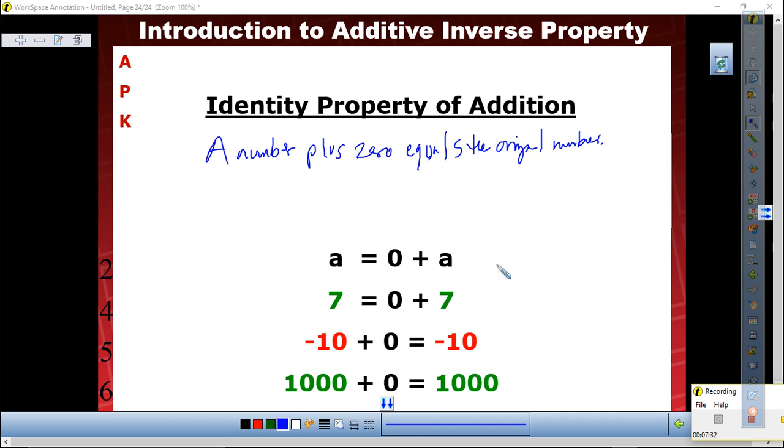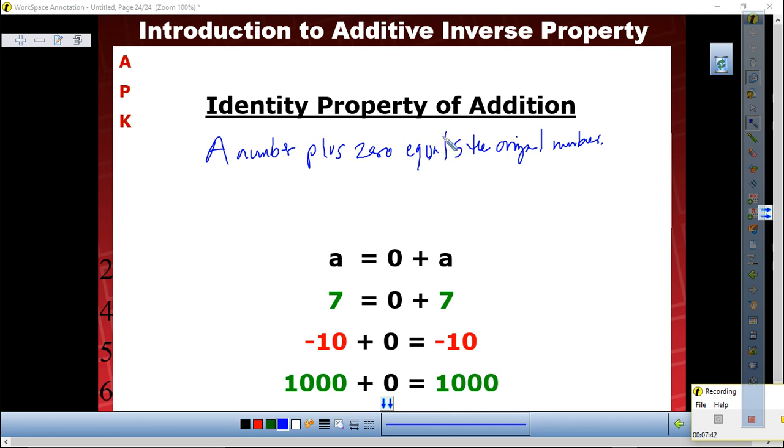All right. So, now that we have our second property, identity property of addition, what was our first property that we covered yesterday? The additive inverse property, right? So we covered so far two: additive inverse and identity property of addition. Okay. So, let's do some work with those properties.